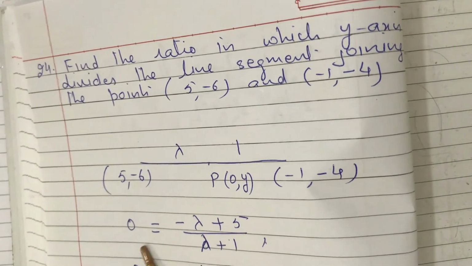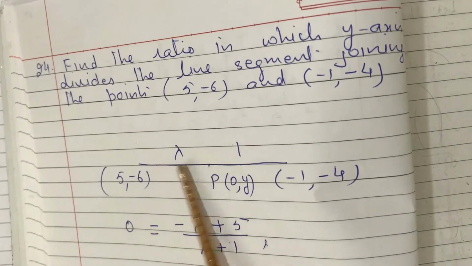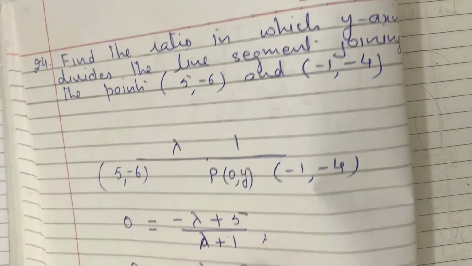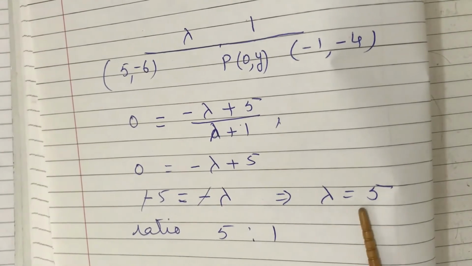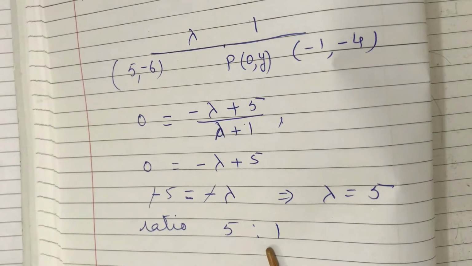Now you will have 0 is equal to (-lambda + 5) upon (lambda + 1). Find the value of lambda. That will come out to be 5. So P divides this line segment in the ratio 5:1.